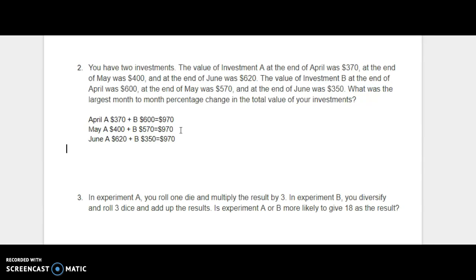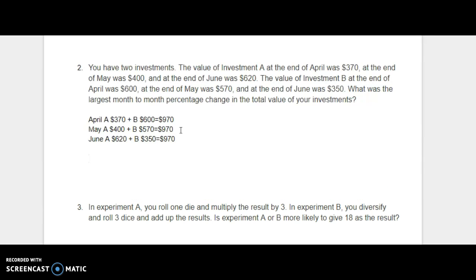Now you guys see that each month the value never changed, but the investments went up and down individually. So this is a really good example of diversification, how we spread out risk. Had we only invested in A or only invested in B, sometimes we would have taken a loss or sometimes we would have taken a gain. But again, diversification helps us to spread that risk. So looking over the 3 months, at the end of every month, the total value of investments was $970. So therefore, there was 0% change in between each month.